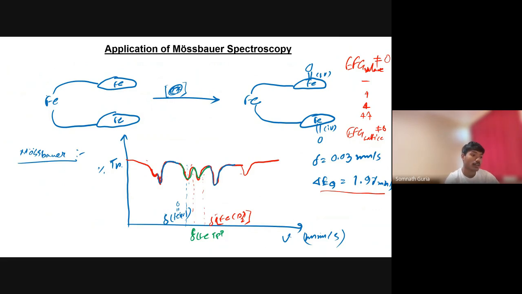Okay. And then ferrocene comes at its position. So the delta value of ferrocene is around plus 0.44 millimeter per second, and the delta EQ value for ferrocene is always higher, around 2.28 millimeter per second.